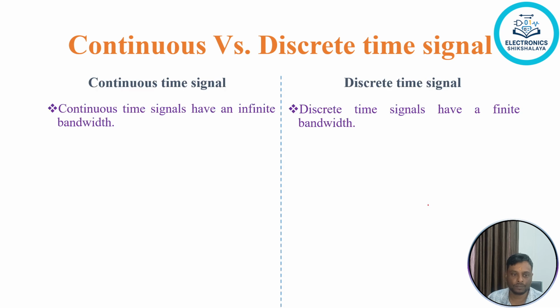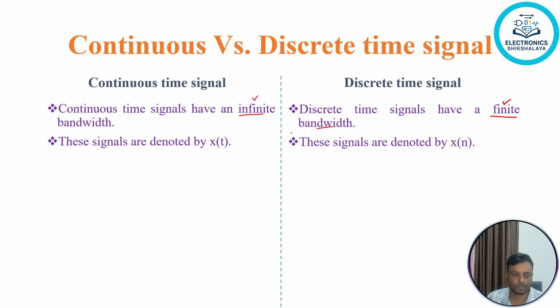Now, a continuous time signal has infinite bandwidth, and a discrete time signal has some finite bandwidth. As the continuous time signal is taken at every instant of time, it has infinite bandwidth. In discrete time signals, we take values at discrete intervals of time, which is why the bandwidth is finite. Continuous time signals are denoted as x of t, whereas discrete time signals are denoted as x of n, where n is an integer.